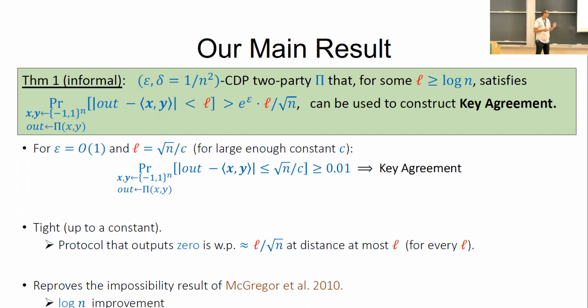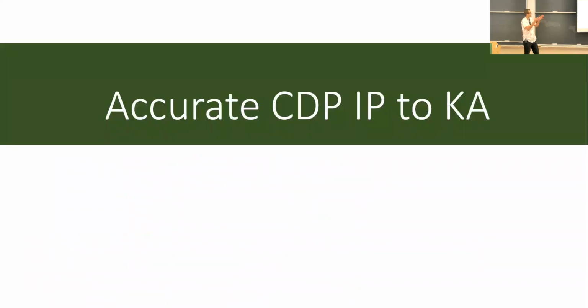In order to prove it, basically we need to do a reduction. We need to take an accurate CDP protocol for estimating the inner product and construct from it a key agreement. Basically, a key agreement is some kind of protocol in which two parties agree on something, where a third party that just sees the interaction does not understand.